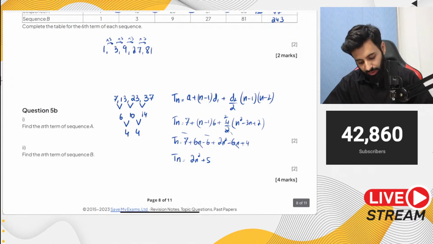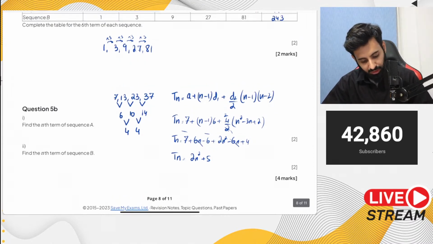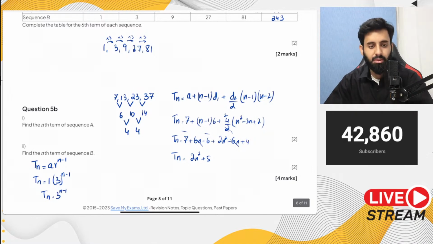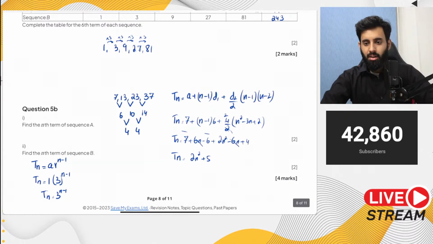Okay. Now as far as part 2 is concerned, like I said, it's a tripling sequence. So that means the formula that we're going to use is for a geometric sequence. So a is 1, 3 to the power n minus 1. So that's your answer to part 2: 3 to the power n minus 1. Let me double check. Yep, that's correct.